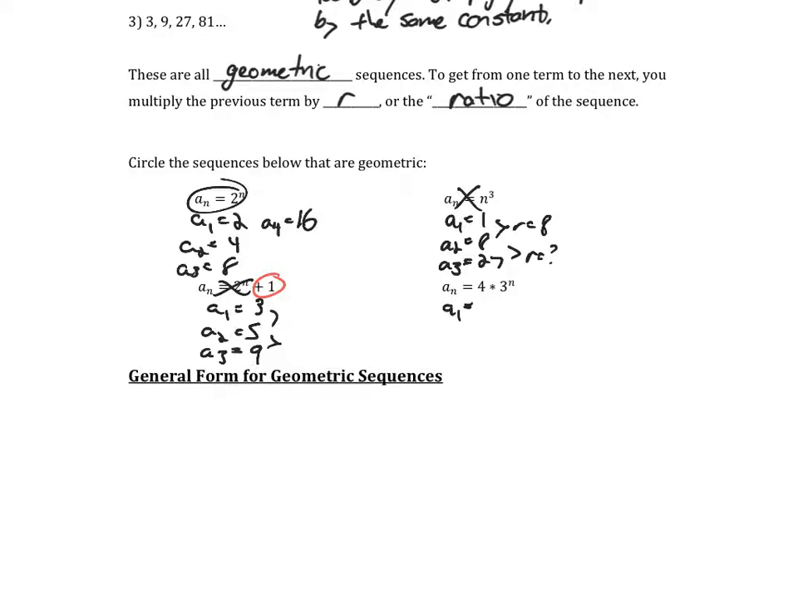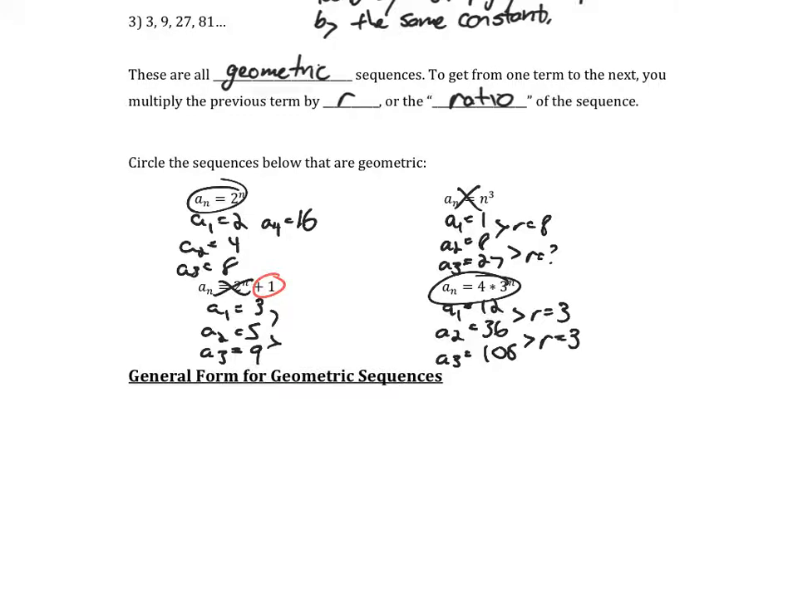Well, let's try it. A sub 1 equals 12. Right? 3 to the 1 is 3. 4 times 3 is 12. 3 to the second power is 9. 9 times 4 is 36. A sub 3. 3 to the 3 is 27. Times 4 is 108. To go from 12 to 36, r would have to be 3. To go from 36 to 108, r would have to be 3. Ooh. So it looks like that was okay as well.